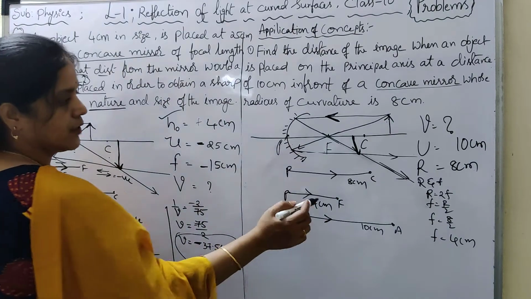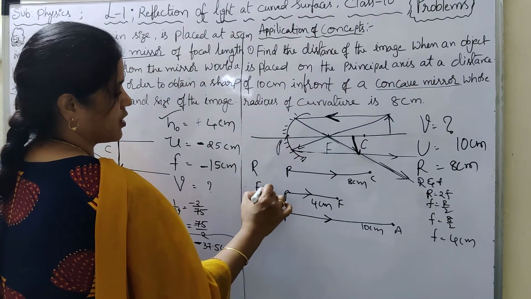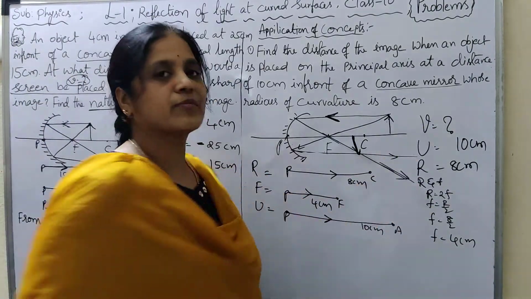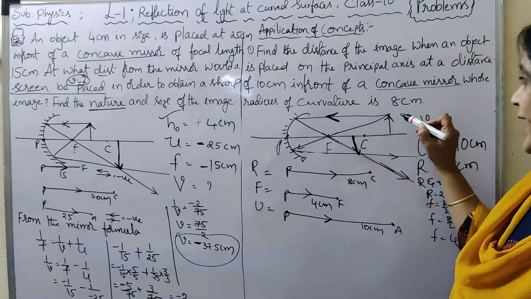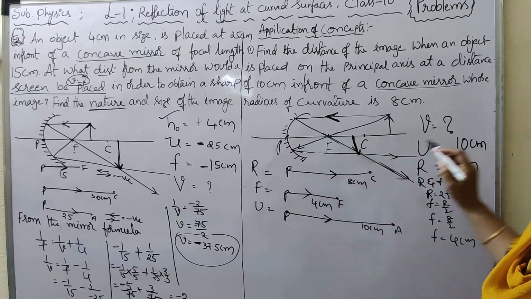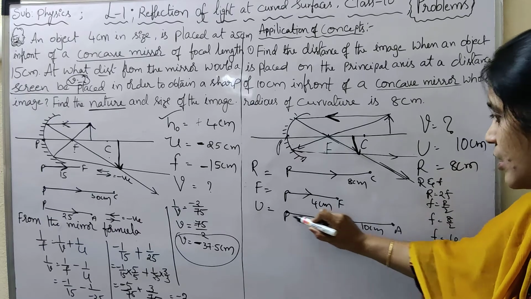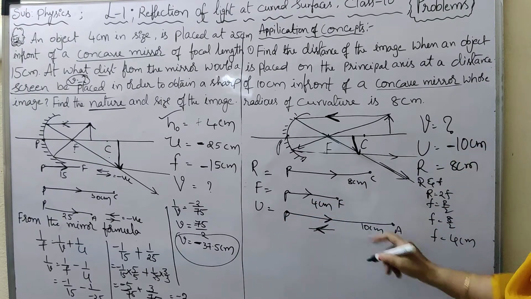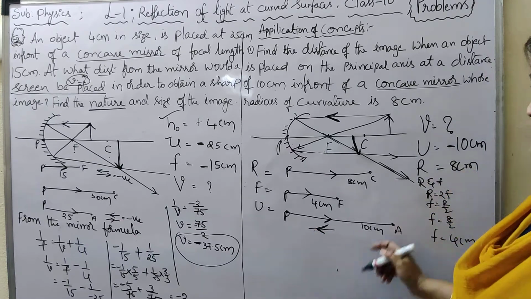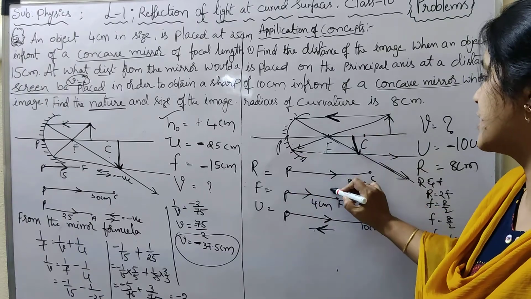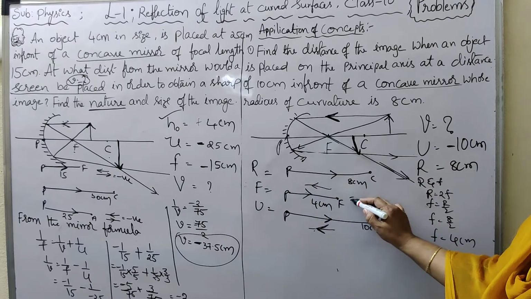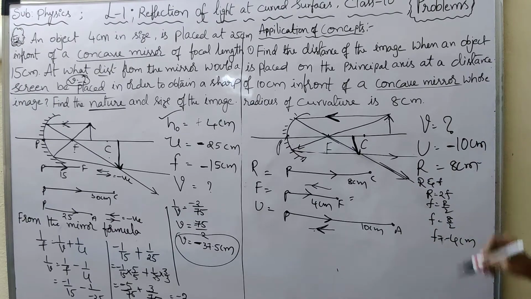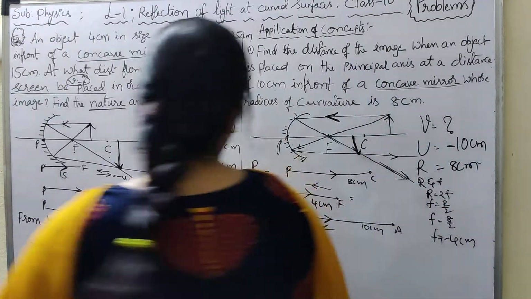Now this is the radius, this is the focal length, and this is the object distance. To find the value of V, we must take the sign conventions. The incident ray is towards this direction. Where is this U? The object distance you are measuring like this, but the incident ray is towards this direction. Both are in the opposite direction, so the object distance becomes negative. Next, focal length is also the same. The incident ray is towards this direction, both are in the opposite direction, so we must take F as negative too. Simple. Then R is not required. So U and F we got.